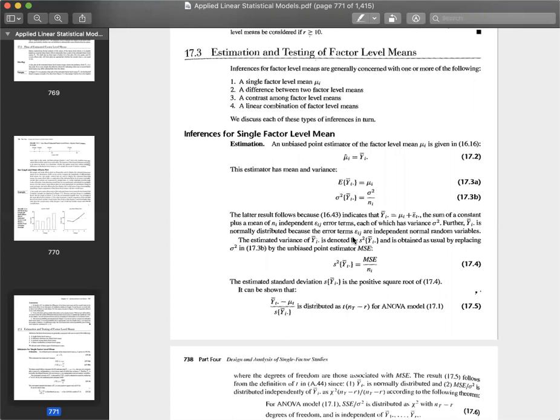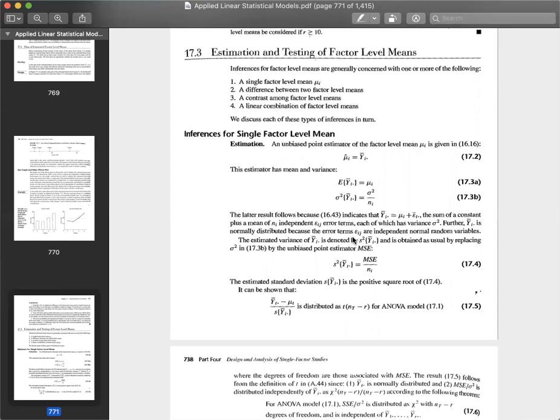The estimation. An unbiased point estimator of the factor-level mean μi is given by μi hat equals yi bar. This estimator has mean and variance. The mean is μi and the variance is sigma squared over ni. The latter result follows because 16.43 indicates that yi bar equals μi plus error i bar dot.